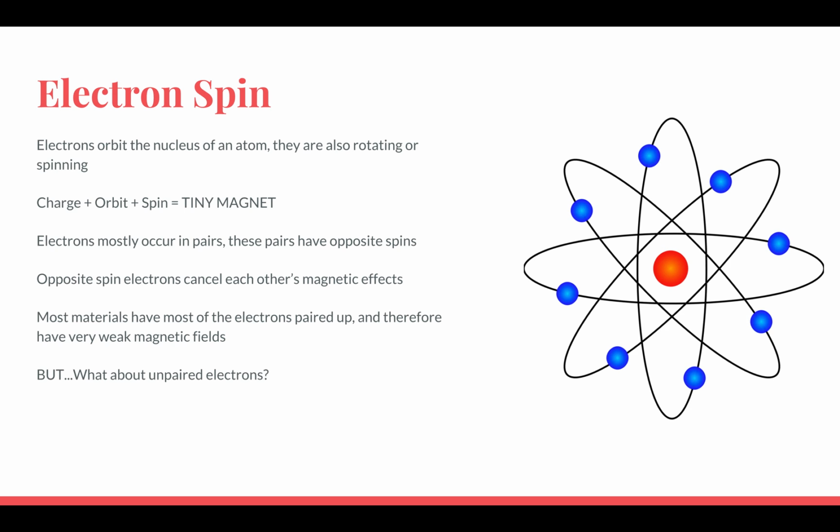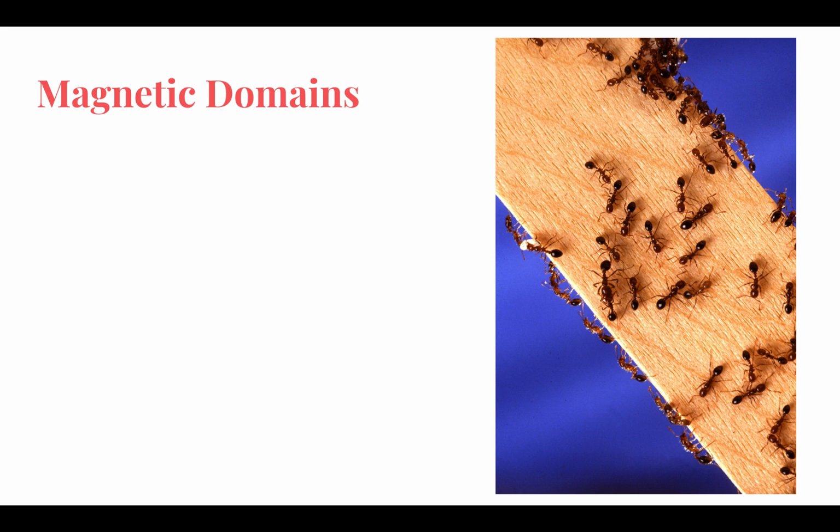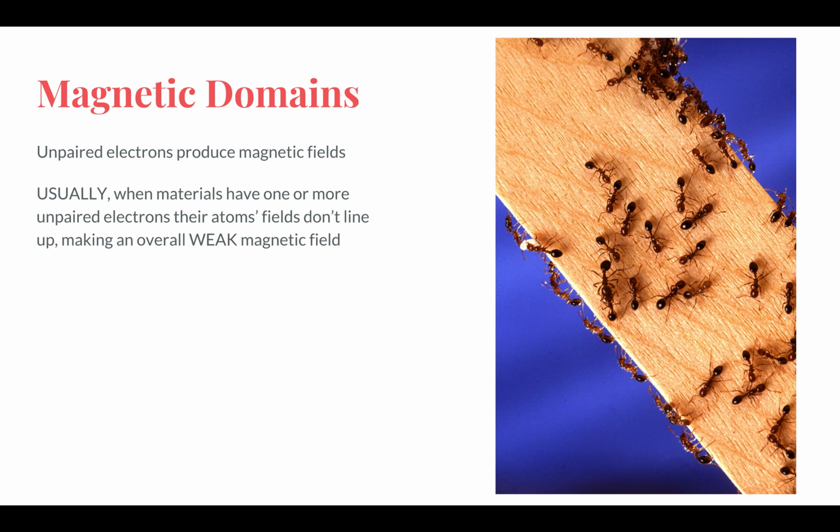But what about materials with unpaired electrons? So, we'll get to why there's ants here in just a second. Unpaired electrons produce magnetic fields because they don't have anything to cancel them out. So you have an unpaired electron or multiple unpaired electrons in an atom or material, and they produce magnetic fields. Usually, when materials have one or more unpaired electrons, their atoms' fields don't line up, making an overall weak magnet.